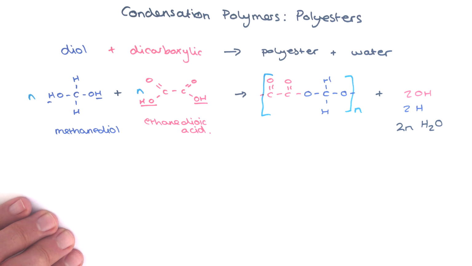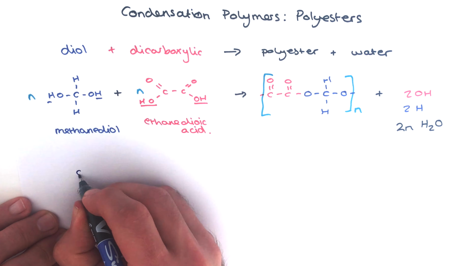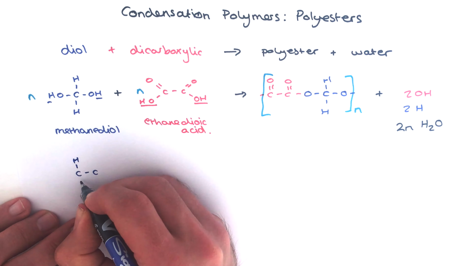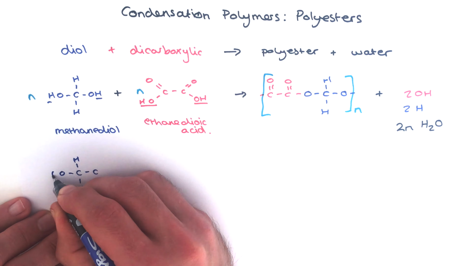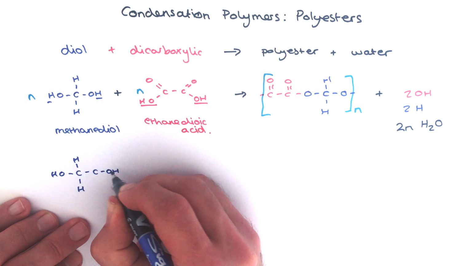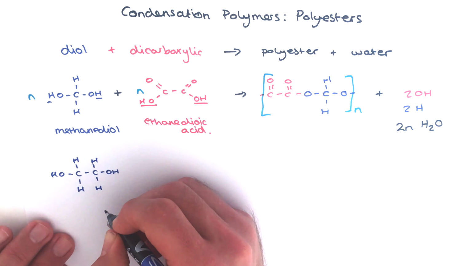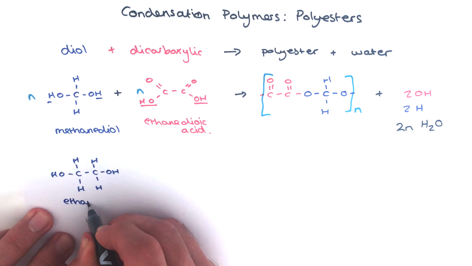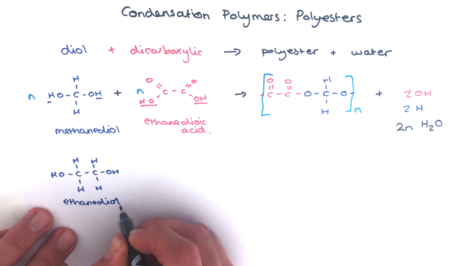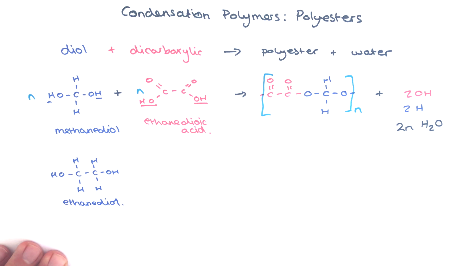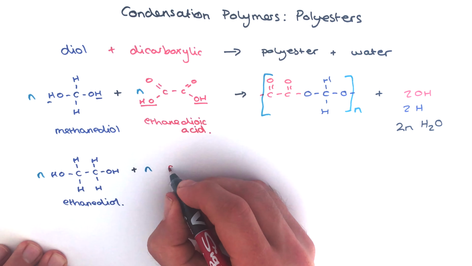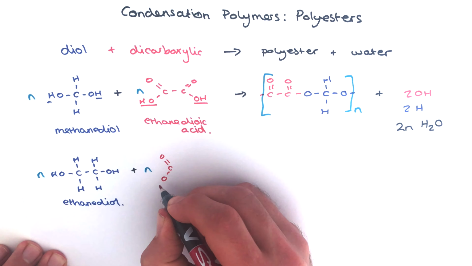Let's have a look at another example with a slightly different alcohol, but we'll use the same carboxylic acid. So for this time, we're going to use ethane diol. So we've got two carbons in the chain this time with our two alcohol groups. So we've got ethane diol. We're going to need n number of them, and we're going to react them with n number of our carboxylic acid, and we'll use the same carboxylic acid for this reaction. So we're going to use ethane dioic acid again.